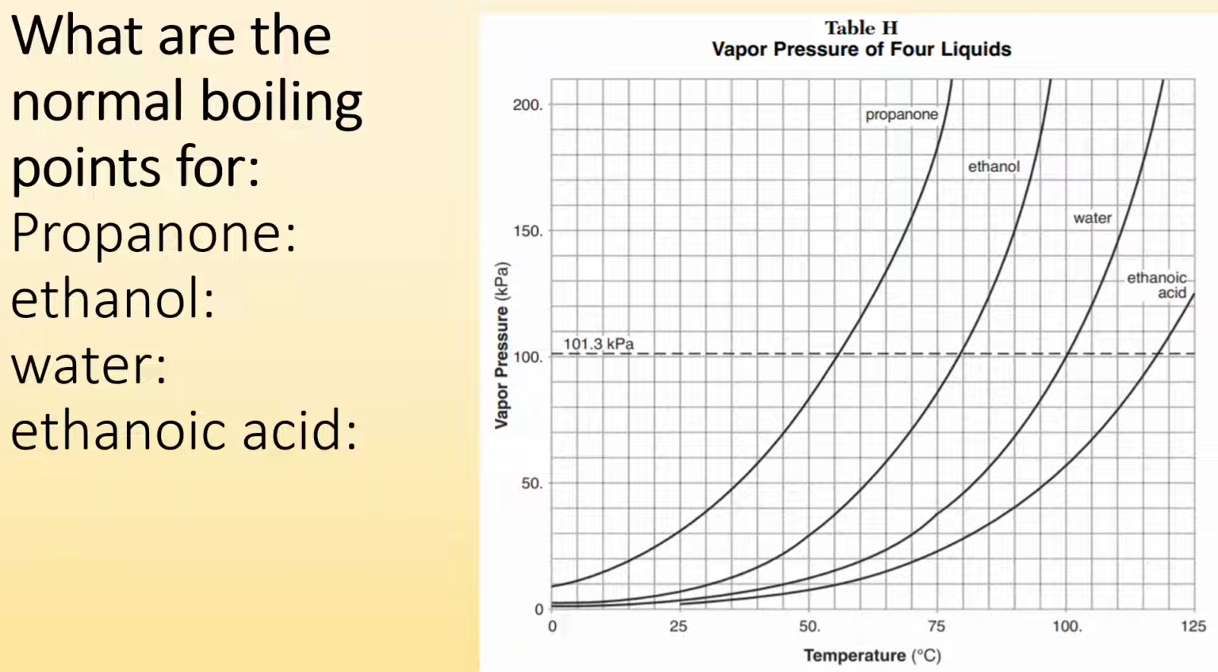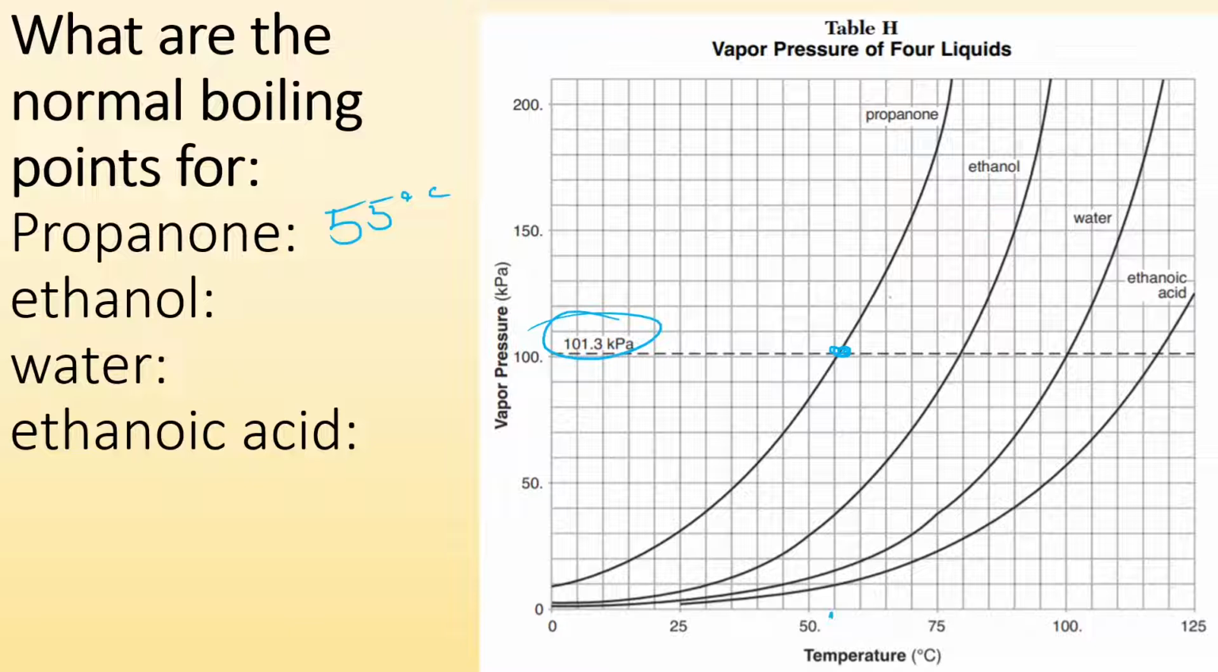So what is the normal boiling point for these substances? Well, we know 1 atmosphere is roughly 101.3 kilopascal. So we really just go over, and at this pressure, propanone has that very same vapor pressure at what looks to be, I think, 55 Celsius. So at 55 degrees Celsius, propanone will boil because its vapor pressure is equal to the external pressure.